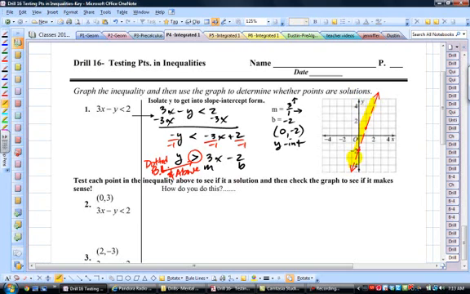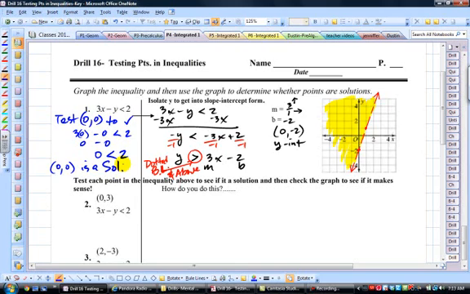Now, why are the solutions above? Well, let's figure that out. One of the things we can do is test the origin. The origin is in the region, so it's got to be a solution, but why? If I test 0, 0, I've got 3 times 0 minus 0. Is that less than 2? Well, 0 minus 0 is 0, and 0 is less than 2. Because that's a true statement, that tells me that 0, 0 is a solution.